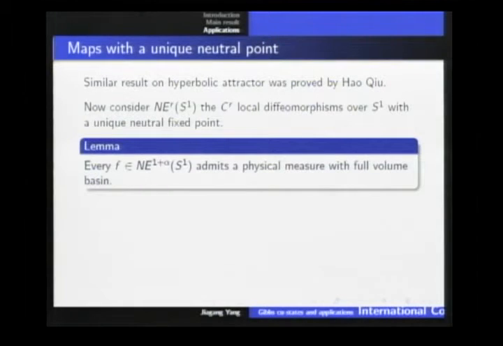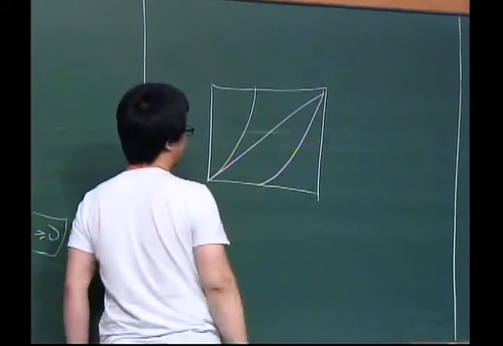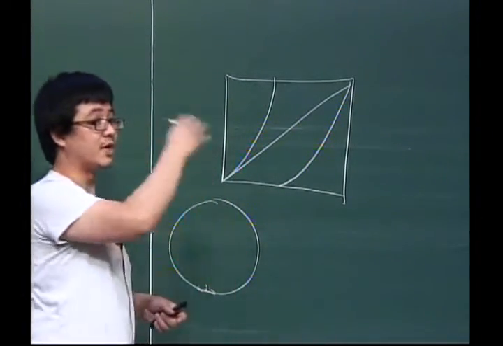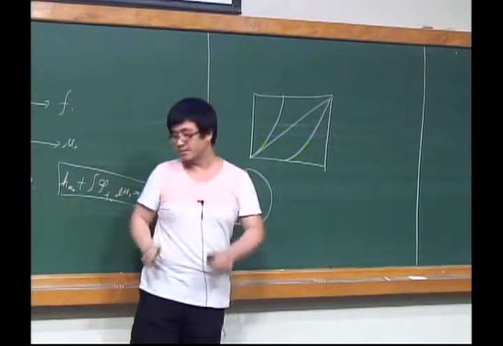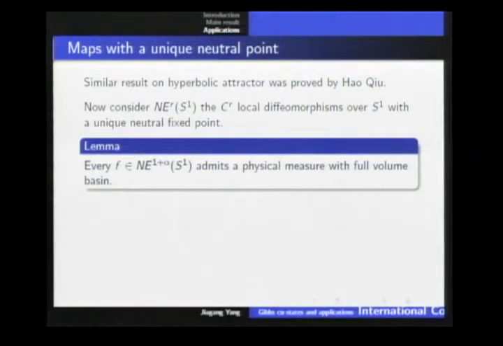So we still consider a map of a circle, a C^r map, with a unique neutral fixed point. Now the map has been changed. The map should look like this. Considering the circle, on the circle you have a neutral point. On the other side you have uniform expansion, but at this point you have a neutral point. This was also known a long time ago, that every C1 plus alpha map of this kind admits a unique physical measure. This was known a long time ago, but the proof is a little complicated. So let us try to give a short proof also.